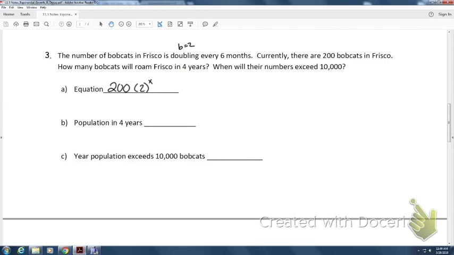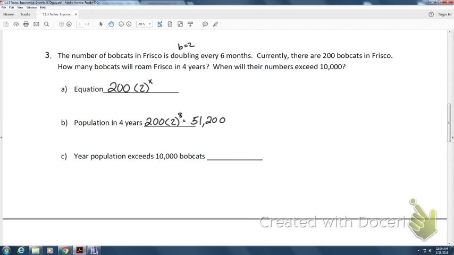To figure out how many bobcats there are for the population in 4 years, what am I going to put in for x? 8? Because it doubles. 4 or is it 8? 8. Because there are 8 6-month periods in 4 years. Yeah. Okay, so that would tell me that there are, what does that come out to? 51,200. Okay.